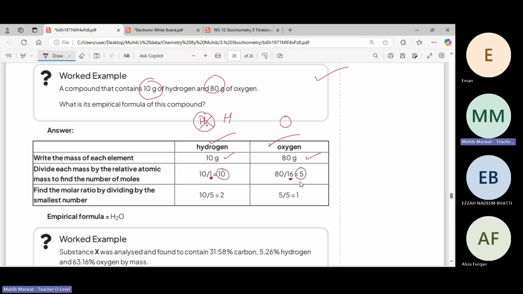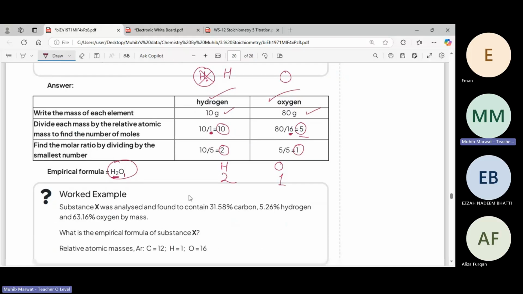Of course, 5. So you will have to divide both numbers by 5, and you will end up with this ratio, hydrogen to oxygen. It is 2. It is 1. So of course the formula will be H2O, in which there will be 2 hydrogen atoms and 1 oxygen atom. There is no need to write 1 with oxygen. Clear, dear students? Yes.